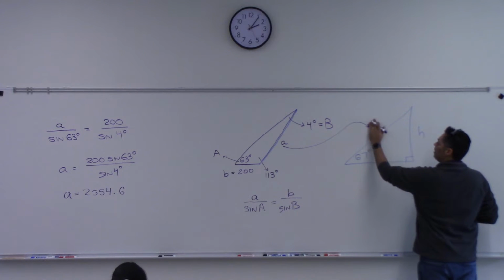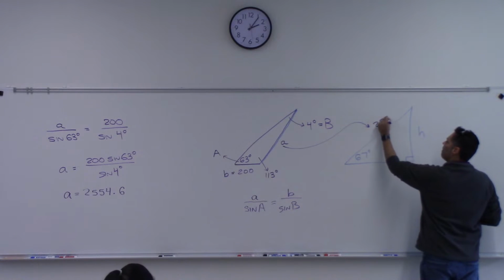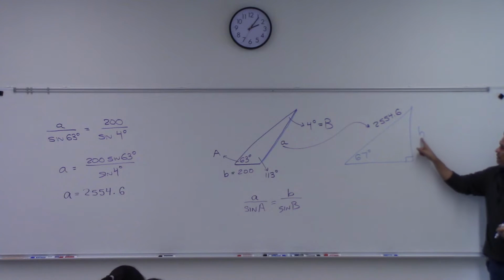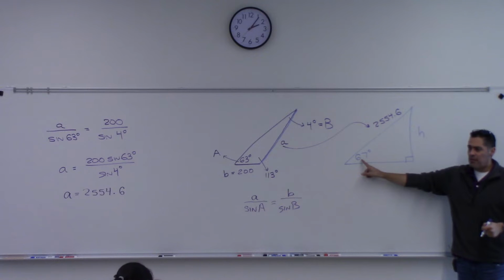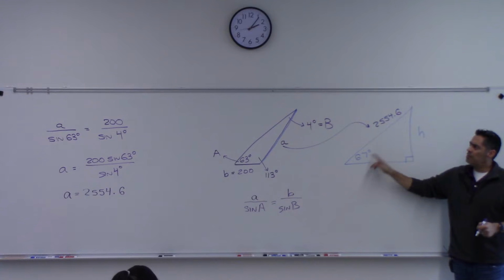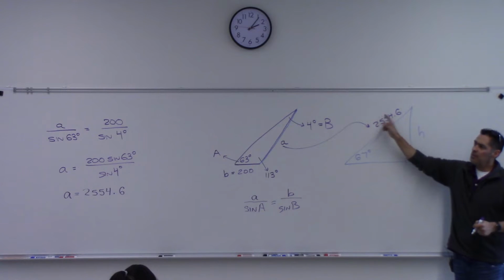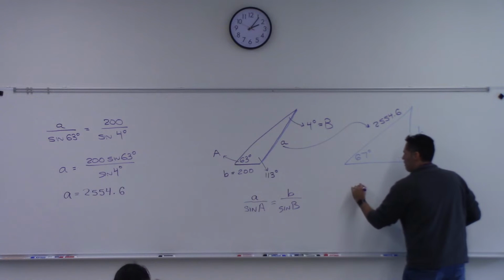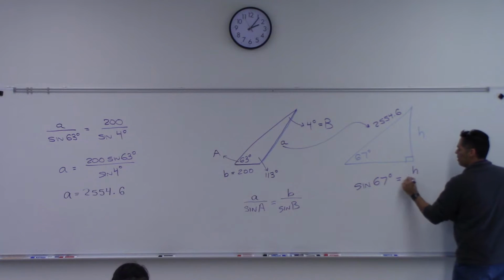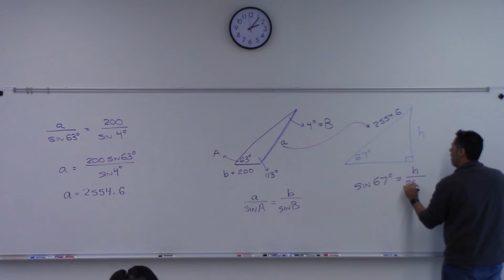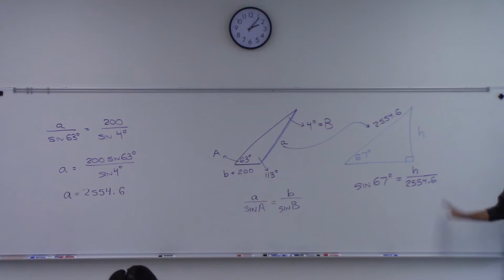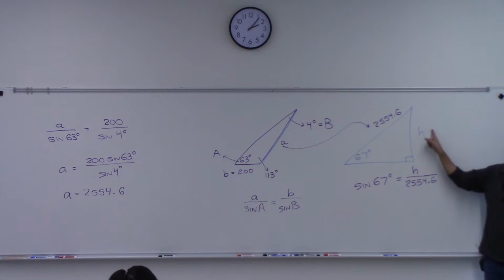So let's label this side 2554.6. So what I want to do now is solve for h, right? I have this angle is 67 degrees. I have the hypotenuse, right? So I'm going to use which trig function that connects these two sides together? Sine, right? I know that sine of 67 degrees must be this side h divided by the hypotenuse over here, 2554.6.